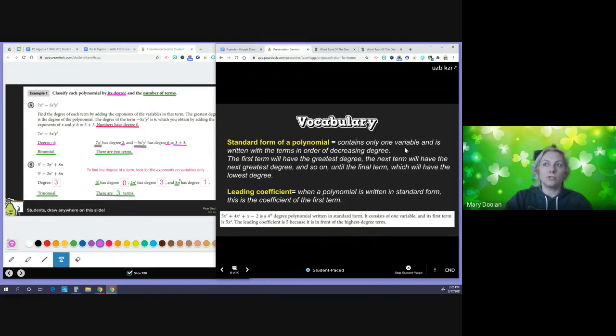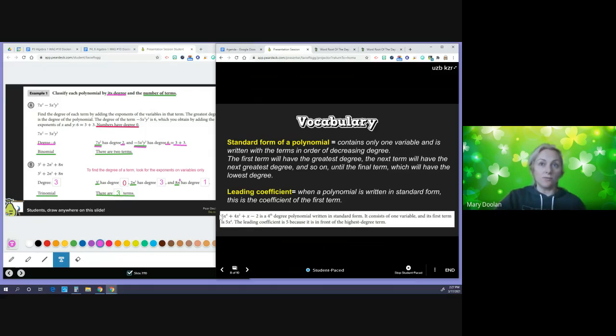And also, there's only one variable. There's only an x. So no combinations of x and y and z and stuff. Just one. Standard form of a polynomial, just one variable. And your terms, you can rearrange the terms because they're all added together. You can move stuff around when you're adding. That's the commutativity property of addition. So you move them around so that the biggest degree is the first term.